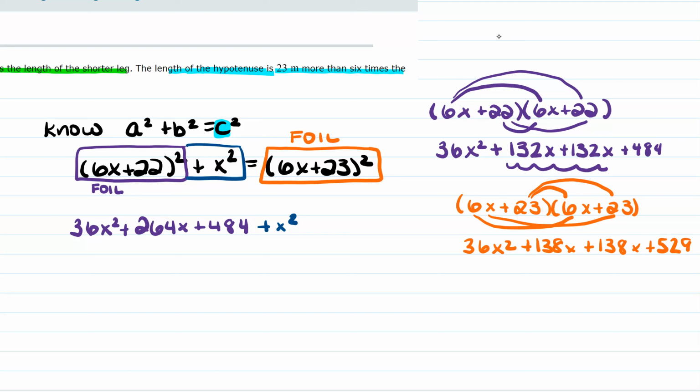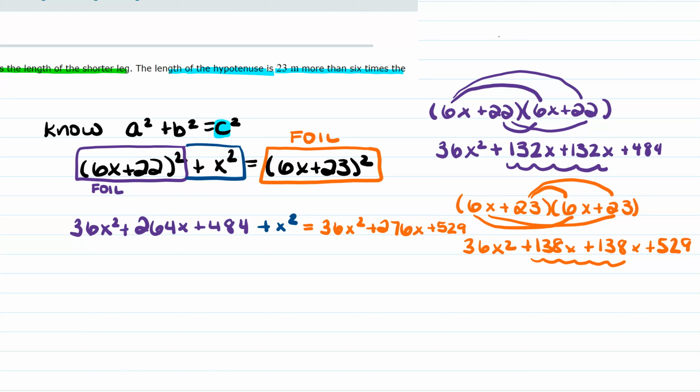So if I put this together, remember this is on the other side of the equals, I get 36x squared, and then these go together, so that makes 276x plus 529. And I know you're thinking, sheesh, these are very large numbers. It's actually going to work out pretty amazing in just a second.